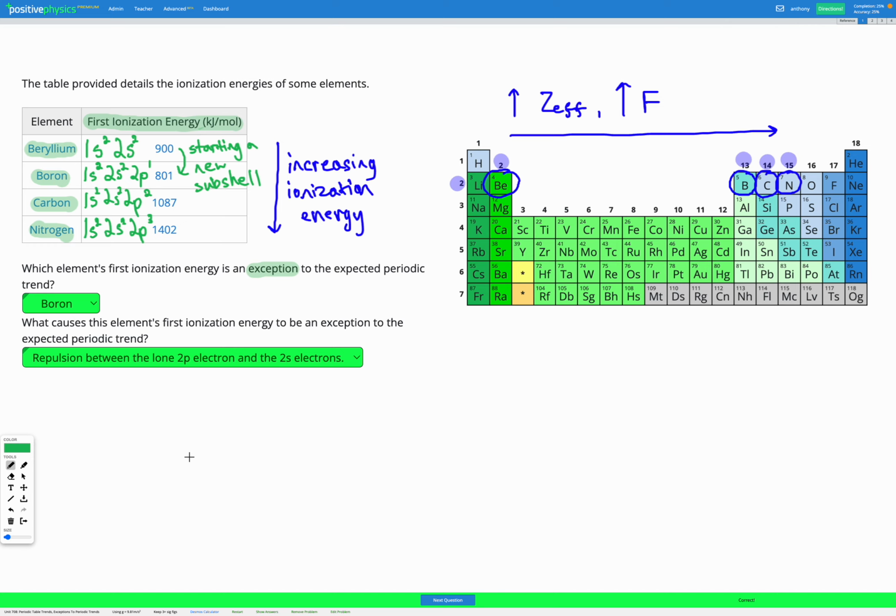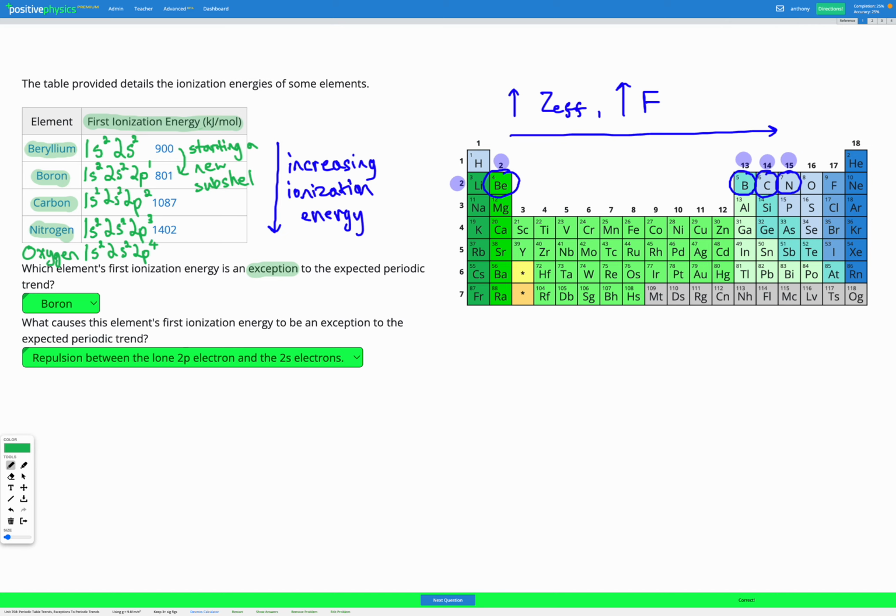And we actually see a similar trend if we look further, at the next element, which would be oxygen. Oxygen has an electron configuration of 1s2, 2s2, 2p4. And according to our periodic trends, we'd expect it to have a greater first ionization energy than nitrogen. But actually the value that we get is slightly smaller than nitrogen. So oxygen is another element that doesn't follow our trend.